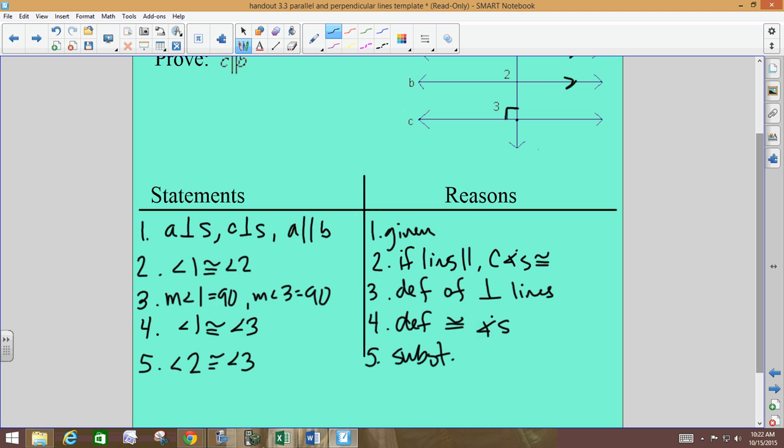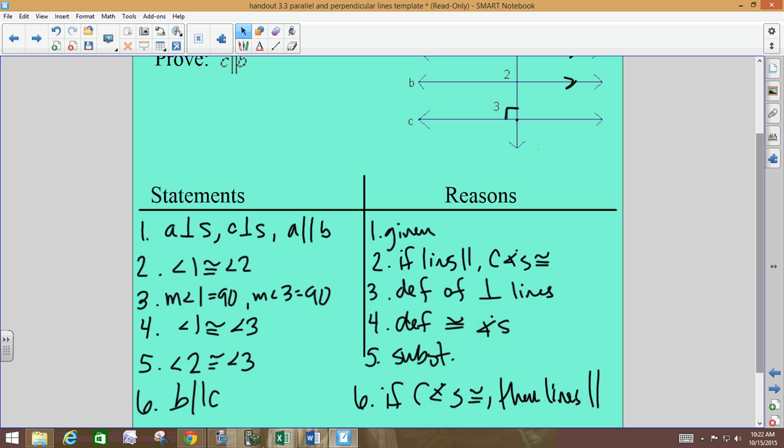Wagley, since 2 and 3 are congruent and corresponding, what does that say about B and C? They're parallel. 6. B is parallel to C. If corresponding angles are congruent, then the lines are parallel. Remember, in your reasoning, the conclusion, the part that follows then, should match what you're telling me in the statements. We're saying lines are parallel, so I conclude with that. In step 2, we were saying angles were congruent, so I concluded with that.